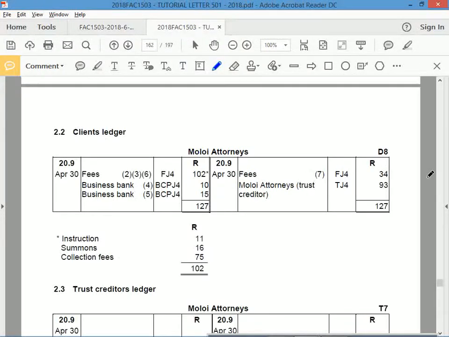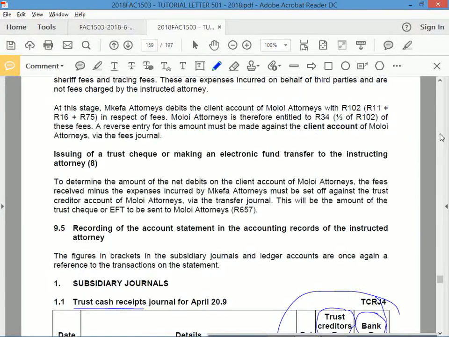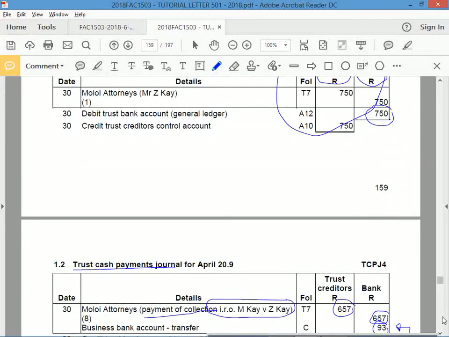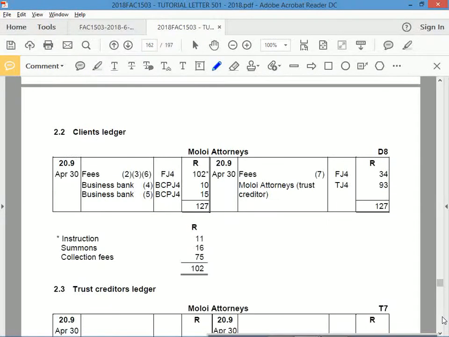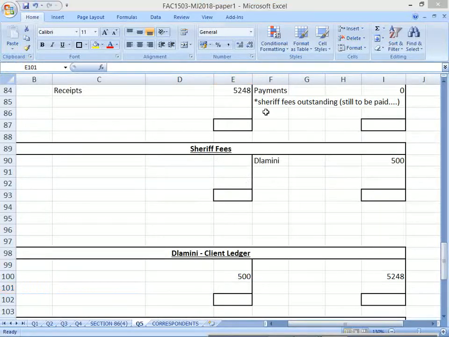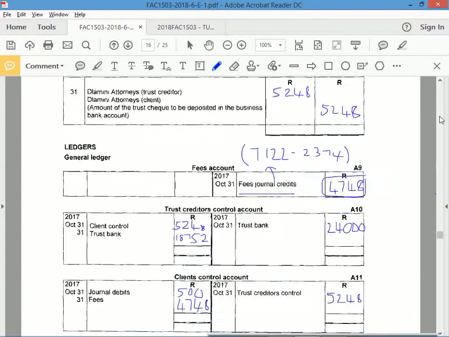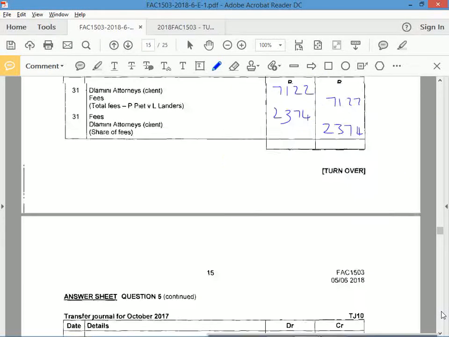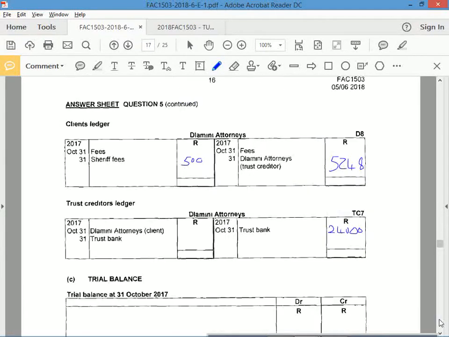Let's go back and check. It's the 34. The 34 came from the account statement. That was the 1/3 of the fees. Okay, so what was our share of the fees in this example? Let's go back and check. $2374. 2374 must go here. Okay, and then the difference would go here in terms of the fees.